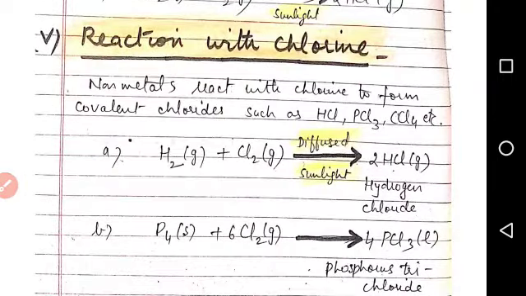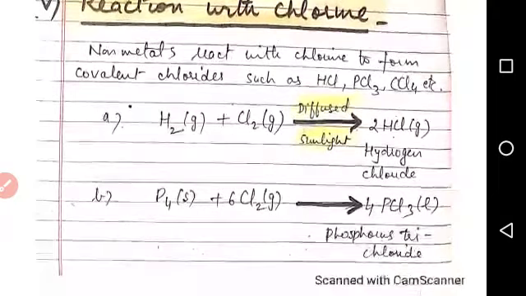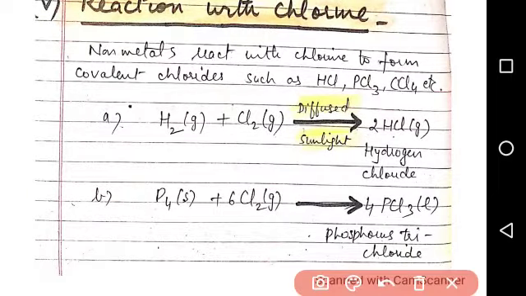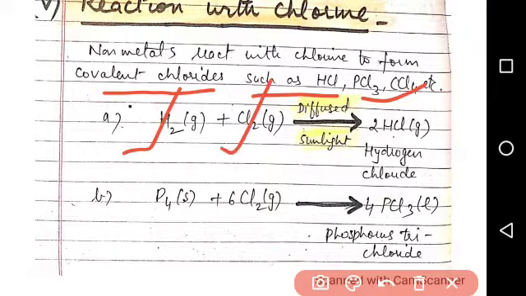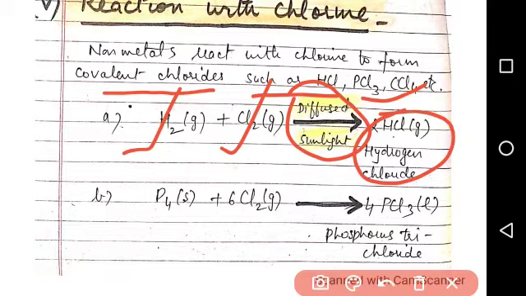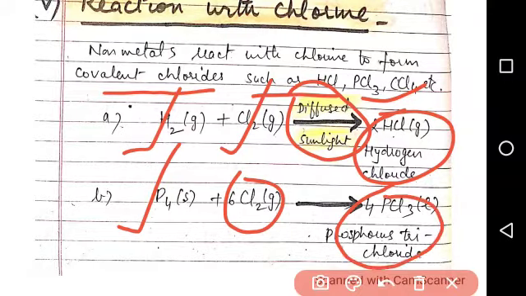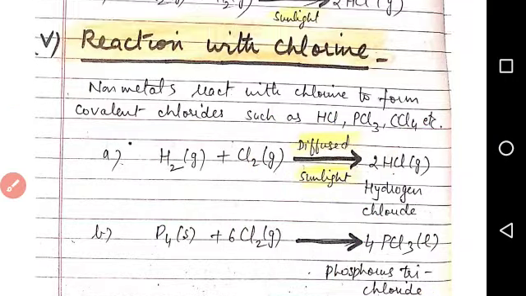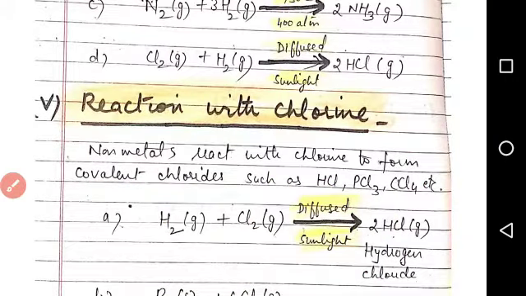Next is reaction with chlorine. Non-metals react with chlorine to form covalent chlorides such as HCl, PCl3, CCl4, etc. So first example is H2 plus Cl2 in the presence of diffused sunlight. These two gases react to form HCl, or hydrogen chloride gas. Next example is phosphorus: P4 reacts with chlorine to form phosphorus trichloride, or PCl3. So these are the various reactions of non-metals.